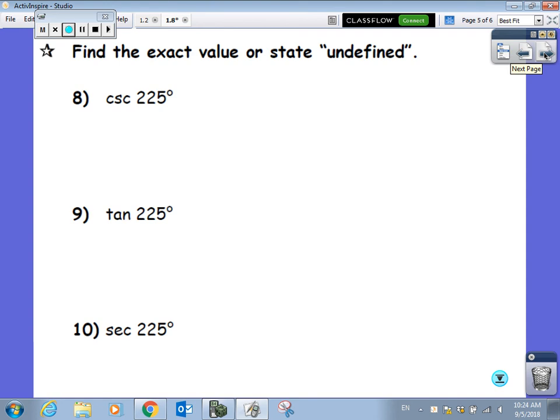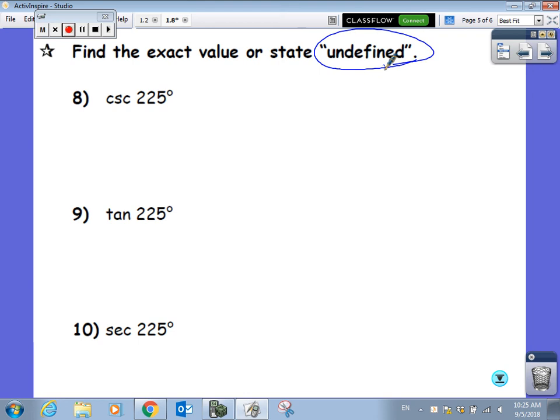Now find the exact value or state undefined. It tells you what to state if it's undefined. Don't make up your own word when the directions tell you the word to use. Use the word the directions ask you to use. Do not make up your own, because while there could be other words that are correct, making up different words is not always going to be correct.